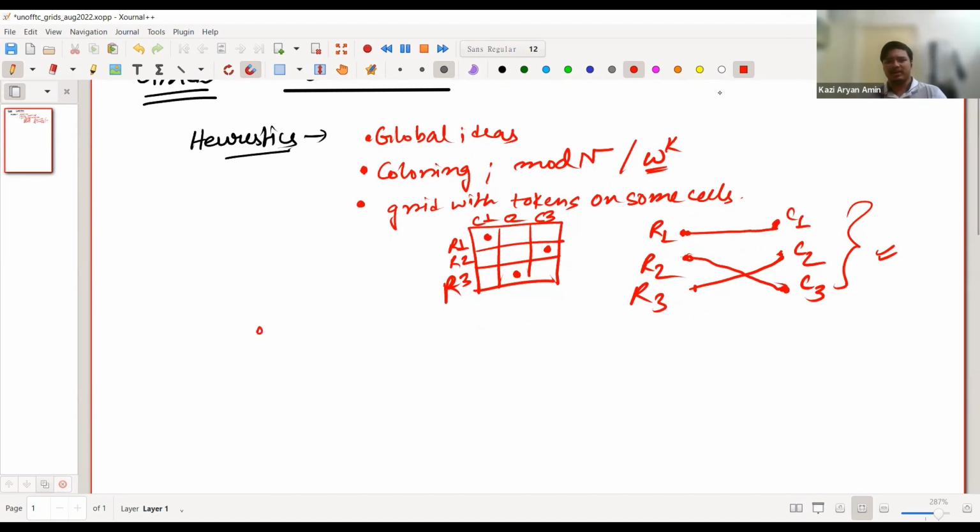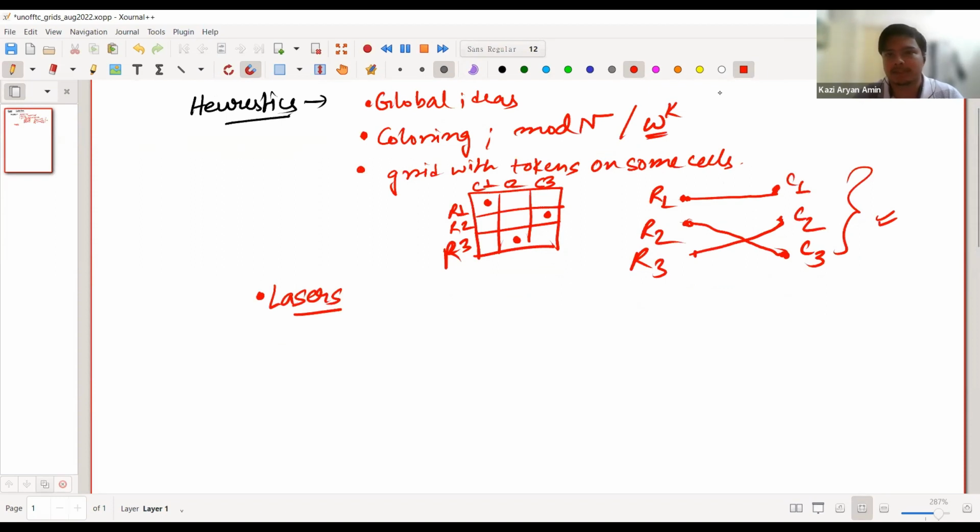And there's a technique, with a couple of problems on it, that is using lasers. It's a fancy name to put into words more technically; it's basically a global argument. I'll talk about it when we solve some problems on the topic. So, let's get started. Let's actually get started with a problem.